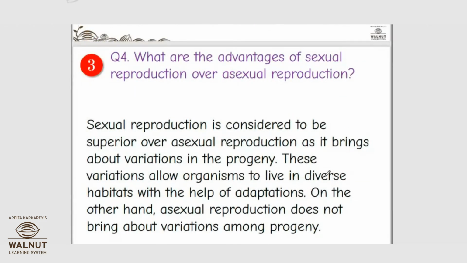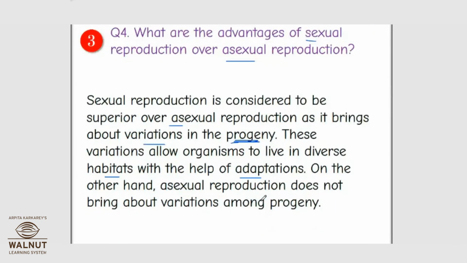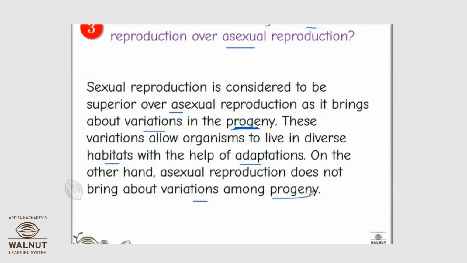Now, what are the advantages of sexual reproduction over asexual reproduction? Sexual reproduction is considered to be superior over asexual because, do you remember, in asexual reproduction we saw mostly the offsprings are exact copies of the parents, isn't it? There is no variation in asexual reproduction. But in sexual reproduction, there is variation. So it brings about variations in the progeny. Progeny means offsprings. Yes, they have diversity. So these variations allow organisms to live in diverse habitats with the help of adaptations. On the other hand, asexual reproduction does not bring about variations among the progeny. Clear?